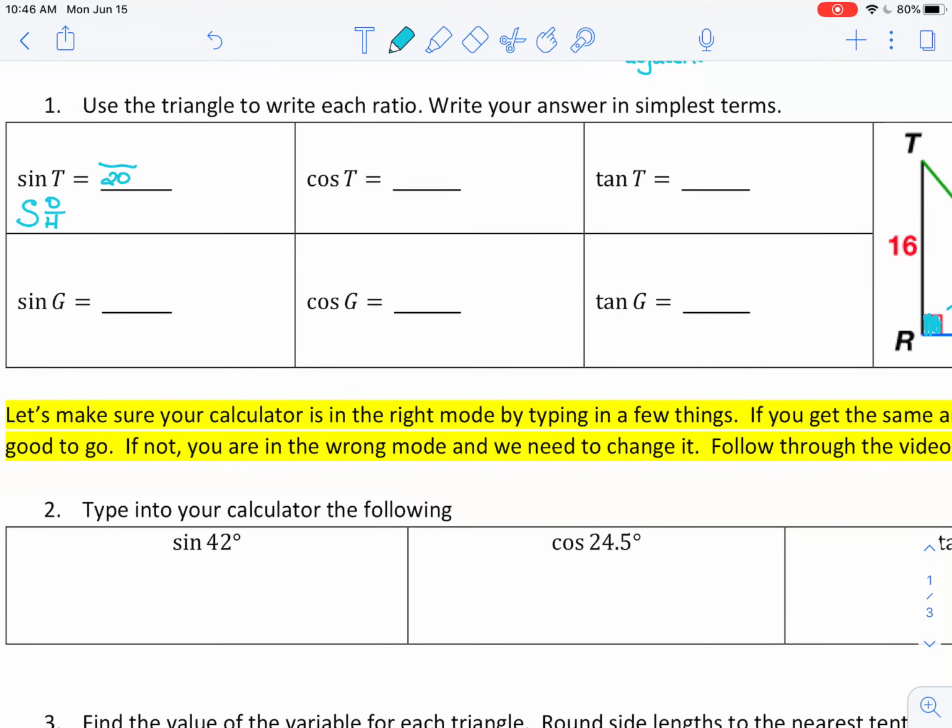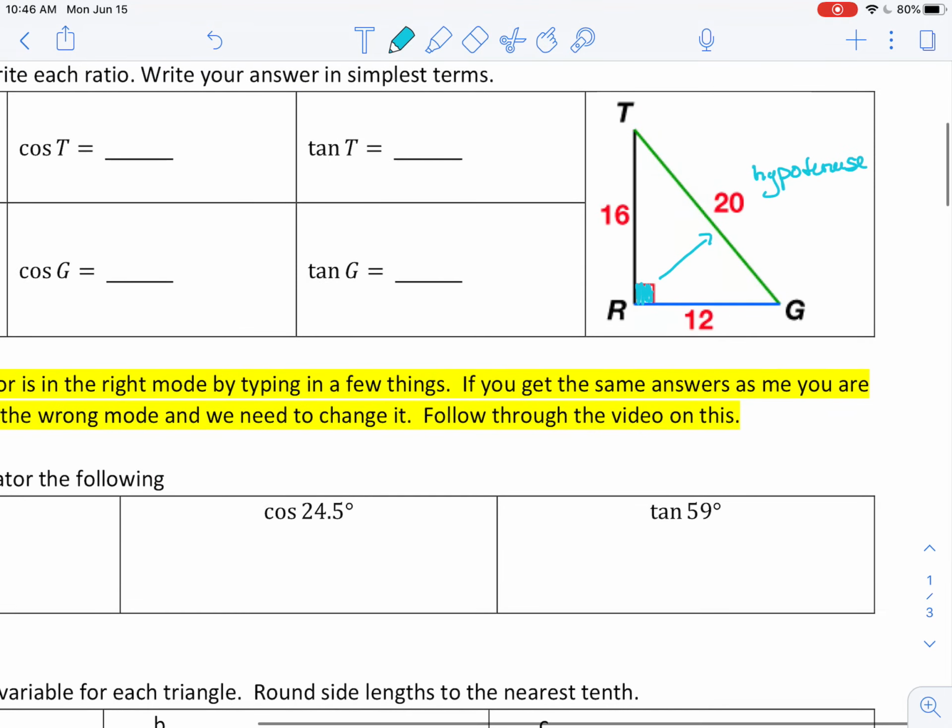So in this case, you're not going to see an x anywhere in this problem. What I do see is the letter t. This is telling me go across from angle t. So I'm going to come over here. Angle t is up here.